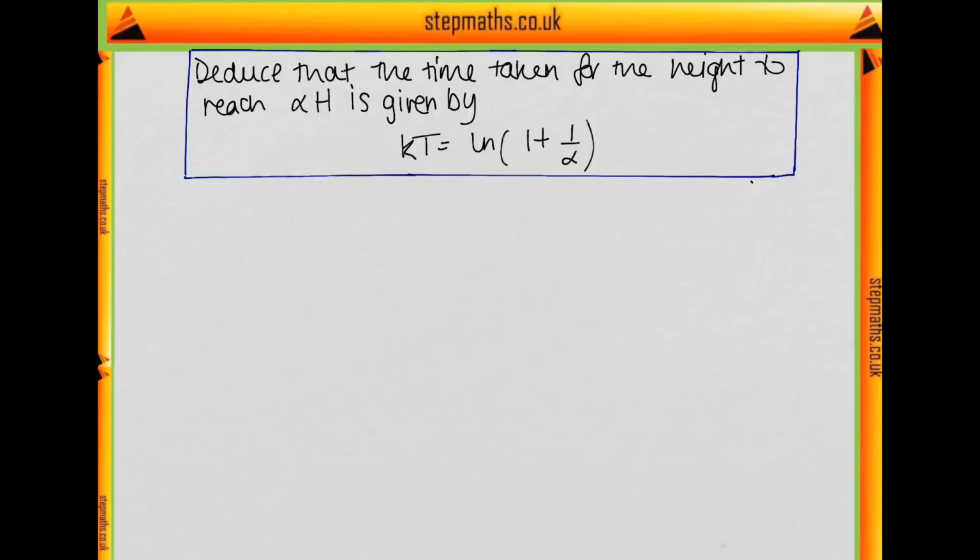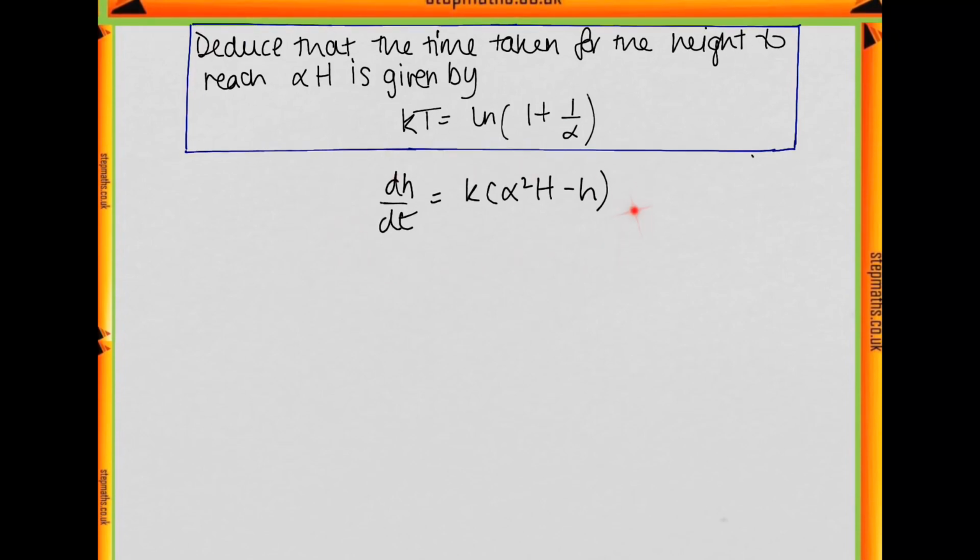Now we're asked to deduce that the time taken for the height to reach alpha big H is given by kt equals ln(1 plus 1 over alpha). Now let's look back to our differential equation. So we have dH/dt equals k(alpha squared big H minus h). And to solve this differential equation, the easiest thing to do is separate the variables. So by separating the variables, we get 1 over (alpha squared big H minus little h) dh equals k dt.